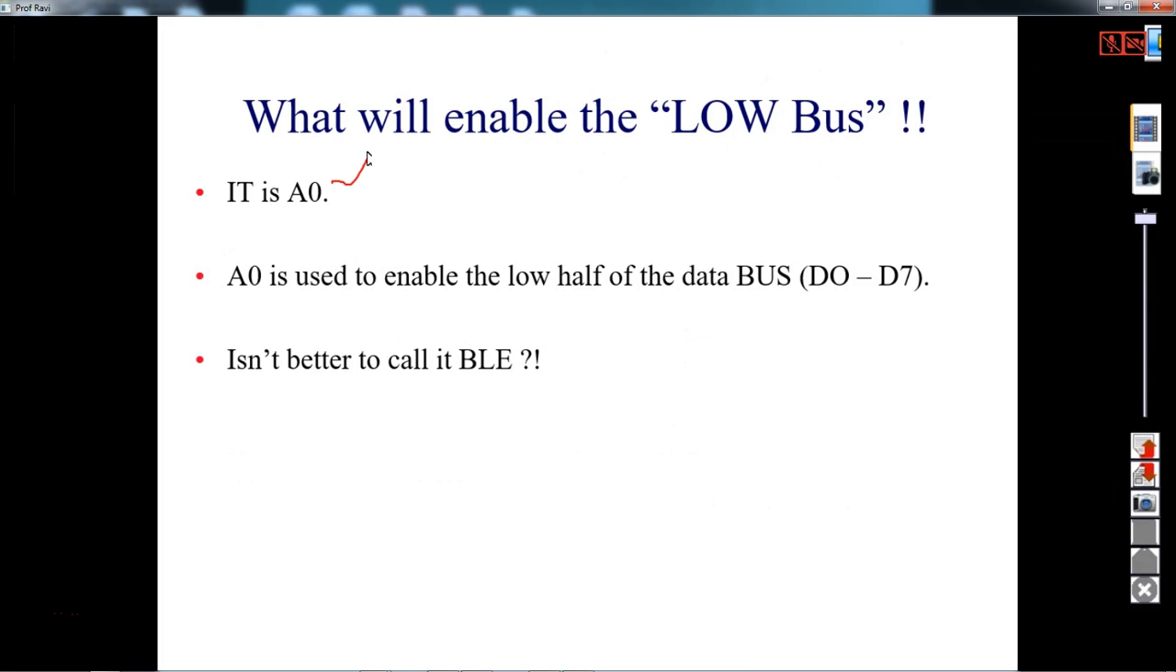Using the 8086 processor, you can do a byte operation or a word operation. A byte you can fetch from the even bank, a byte you can fetch from the odd bank, or a word you can fetch. So these two signals are A0 and BHE. A0 is the 0th address pin of the 8086. This A0 is used to enable the lower half of the data bus, and this is called bus low enable. Bus high enable, bus low enable.